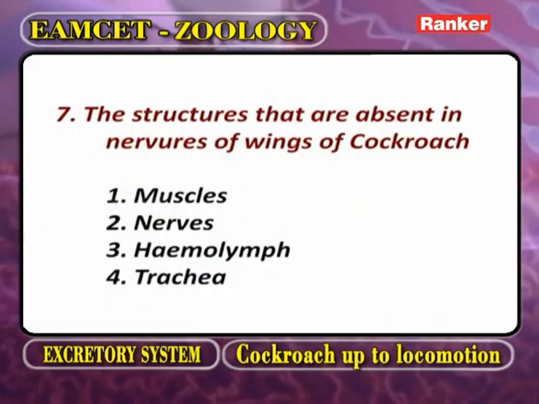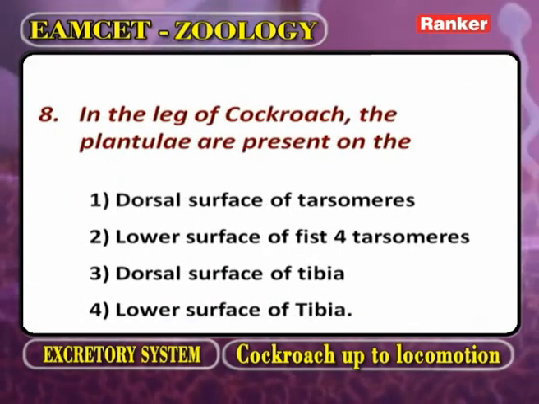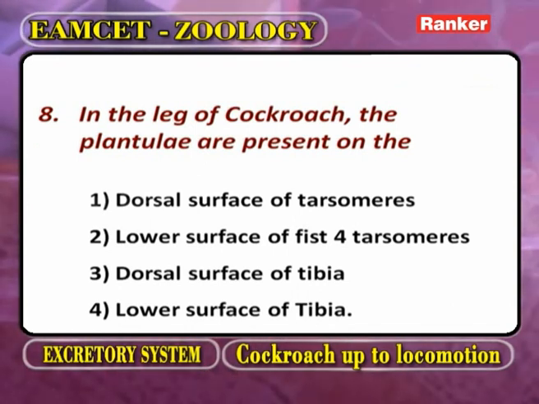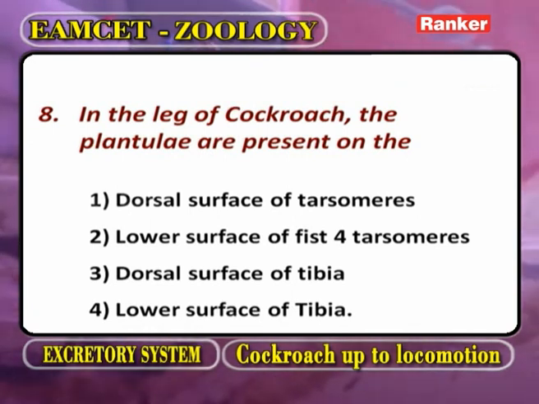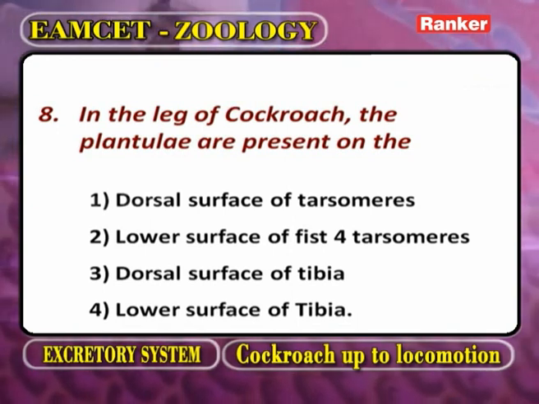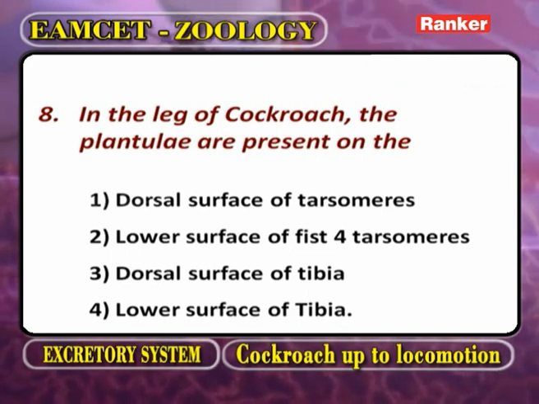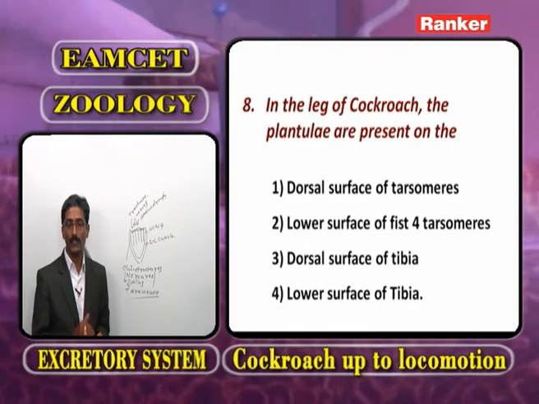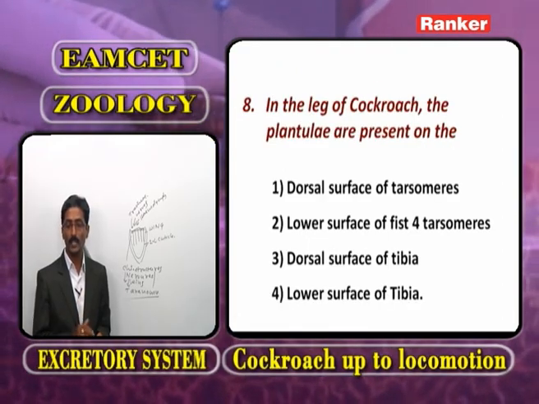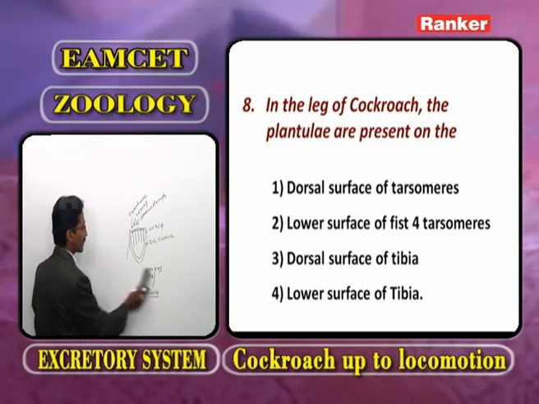Now next question. In the leg of cockroach, plantulae are present on the... again repeating, plantulae are present on the. Now we observe the options, then go for the explanation. Dorsal surface of tarsomeres, lower surface of tarsomeres, dorsal surface of tibia, lower surface of tibia.